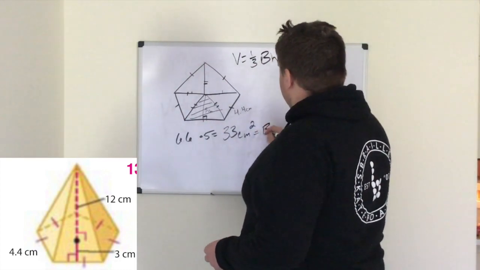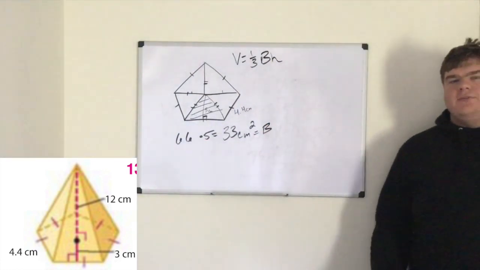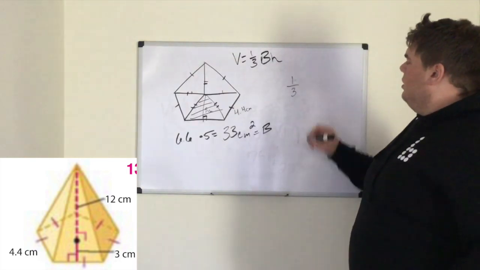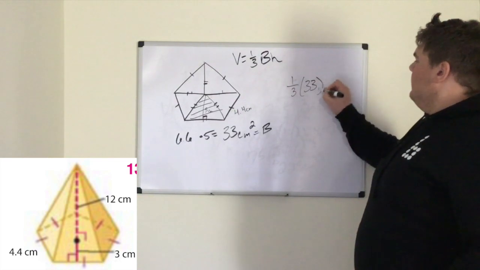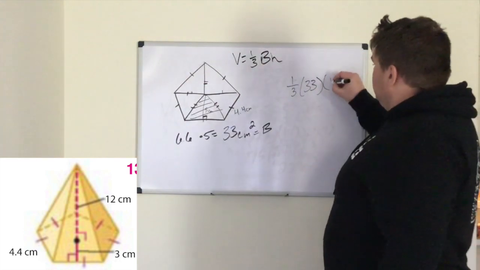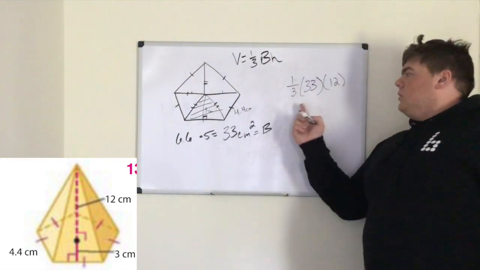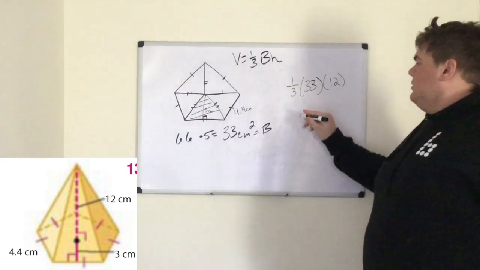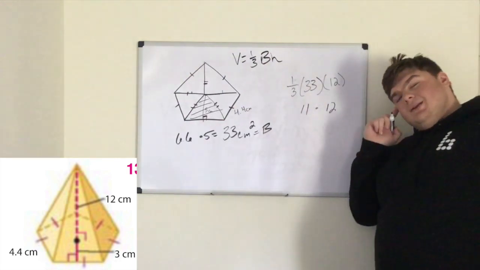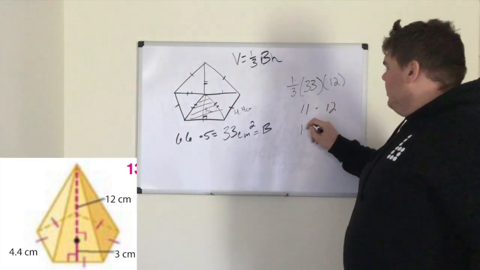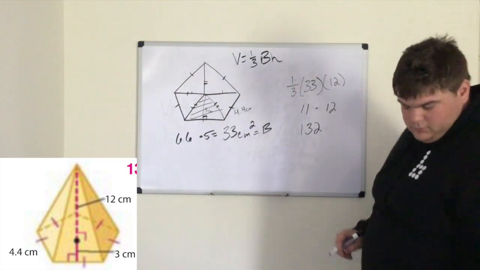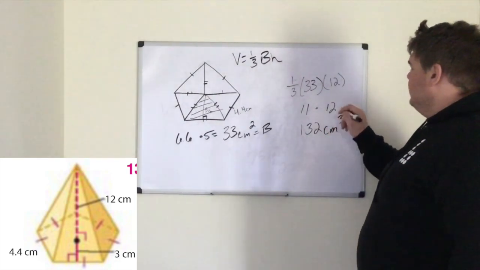So if this is our capital B, our big B, our base value for area, we fill in our parts, so we have 1/3 times 33, and then the original height of that pyramid was 12. So we put the 12 in there. So now we have 1/3 times 33. This just boils down to 11. So we have 11 times 12. So when we multiply those together, we should get about 132. And again, that's centimeters cubed.